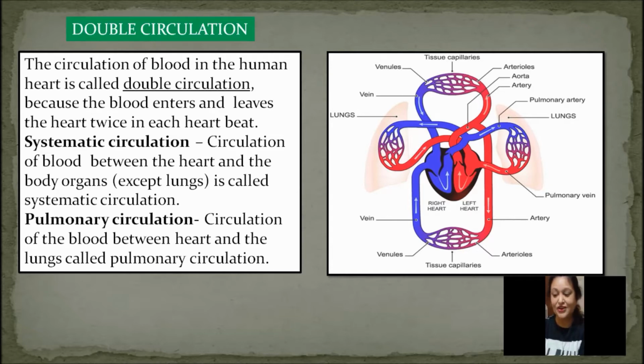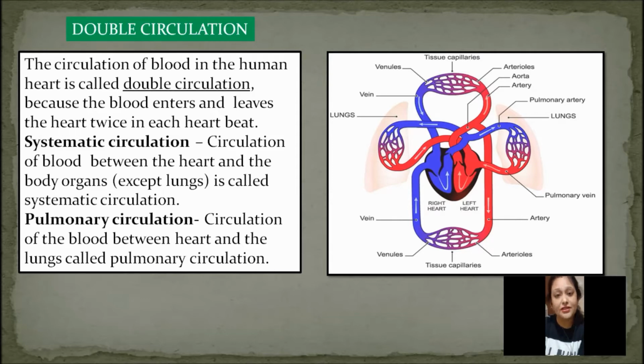So these tissue capillaries are actually a network of venules and arterioles, meaning the small thread like structure of the artery, that is the arterioles, and the small thread like structure of the vein, that is the venules. These make a net like structure that is called the tissue capillaries. Clear? So from the artery, the pure, oxygenated blood spreads from the left part of the heart, and it is spread through the tissue capillaries.